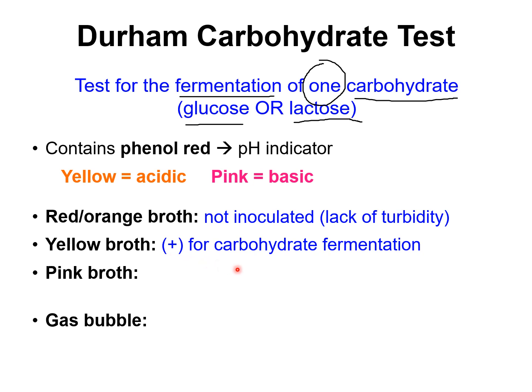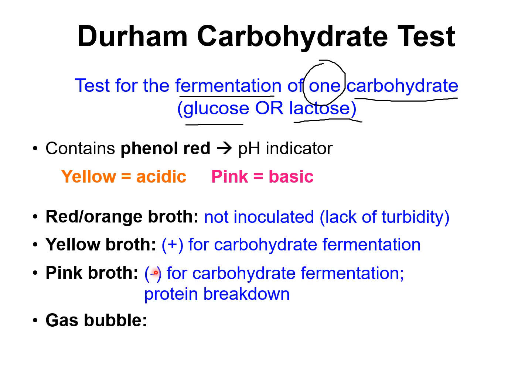Positive for what? Well, it's positive for carbohydrate fermentation. It means that my bacteria is capable of fermenting sugar. Now, either it's capable of fermenting the glucose or the lactose, depending on which sugar you added in your broth in the first place, okay? And that would mean that now the broth is acidic, because as I said, if your bacteria is capable of fermenting a sugar, it's going to release acid. So it's going to turn yellow.